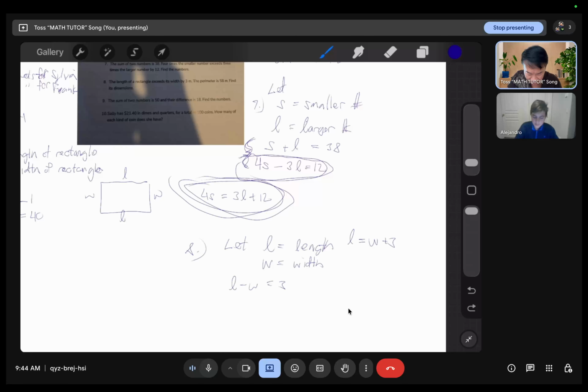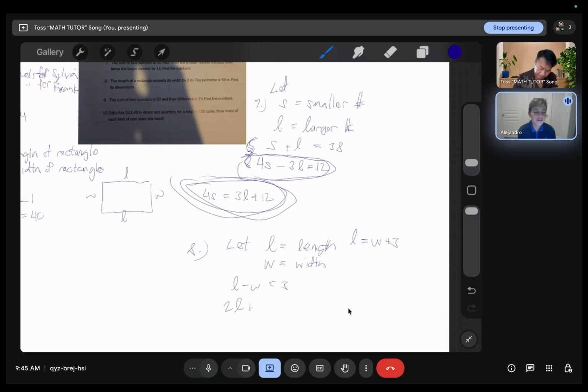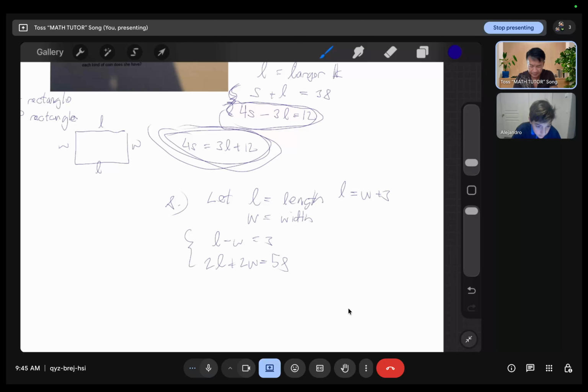Number 8. Tell me, how do you do the perimeter? The perimeter is 58. 2L plus 2W equals 58. Yep, there it is. That's your system right there. Now, don't write the braces. The teacher may think you're being too fancy, but that's it.